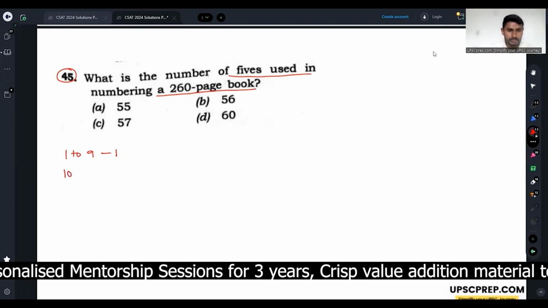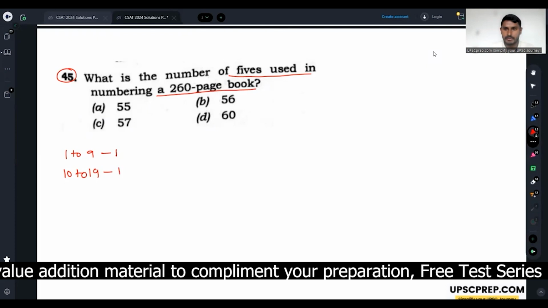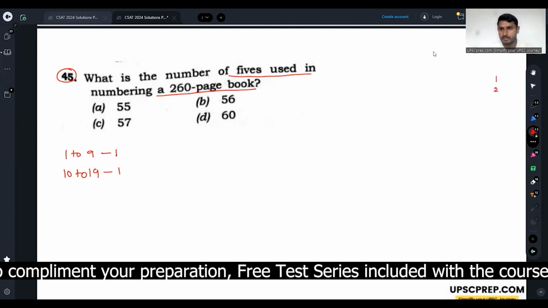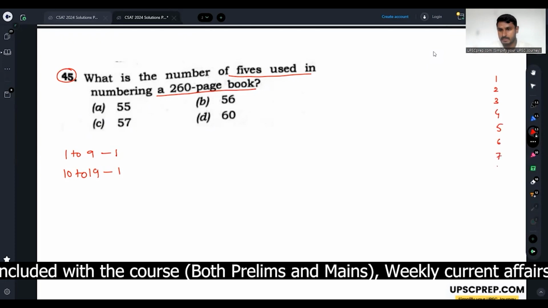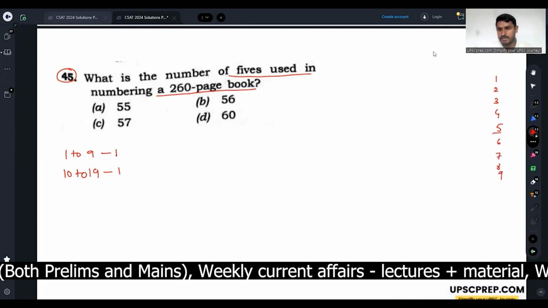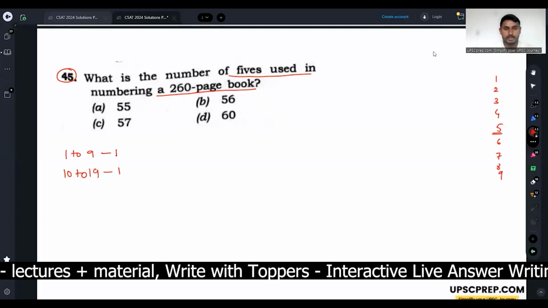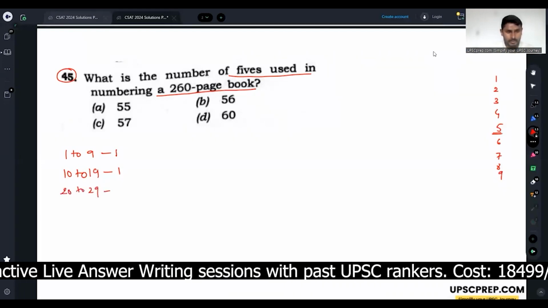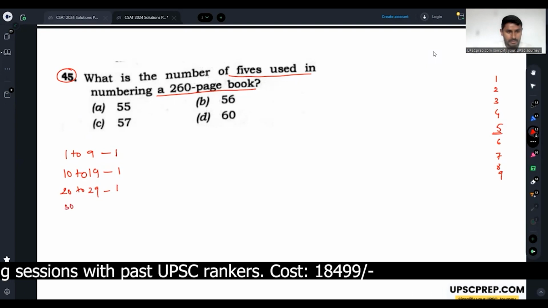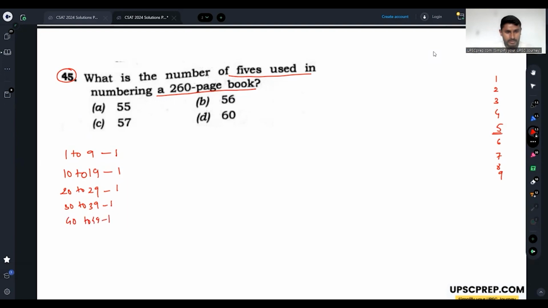Then from 10 to 19, how many times? One time there will be 5. How am I saying one time? This is 1, 2, 3, 4, 5, 6, 7, 8, 9. So यहाँ पे you can see one time 5 is being used, right? Similarly 10 to 19 one time. Again from 20 to 29 one time. Again from 30 to 39 one time. 40 to 49 one time.